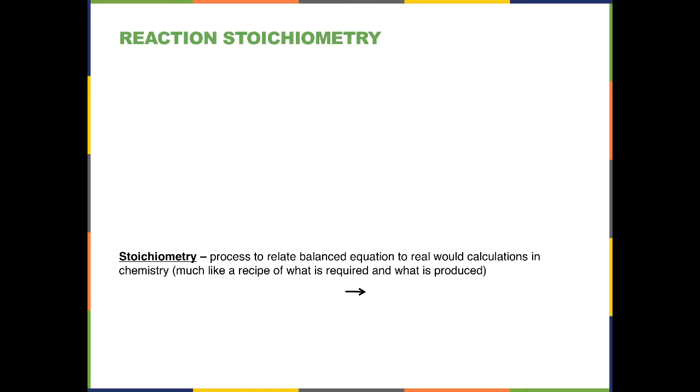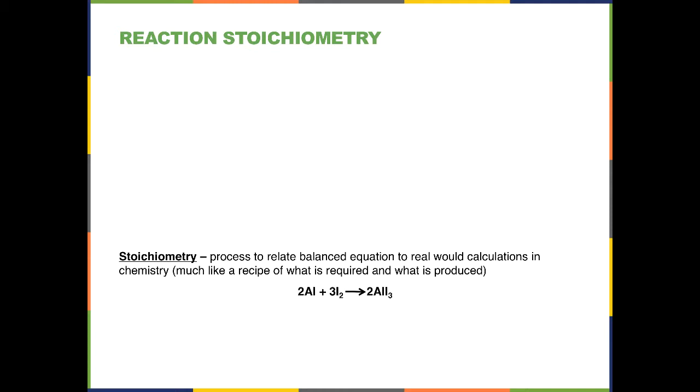Stoichiometry, this really fancy word that scares a lot of people, is actually the process to relate the balanced equation. So you start out with the balanced equation that we've talked about already, and we relate that to the real-world calculation in chemistry. It's like a recipe in cooking. What is required and what is produced.